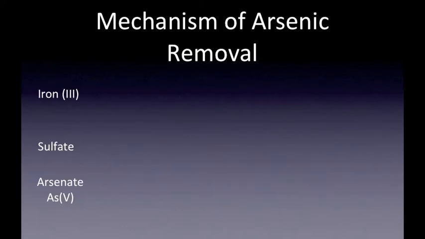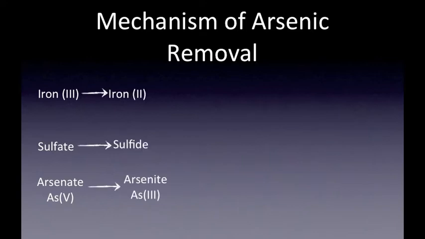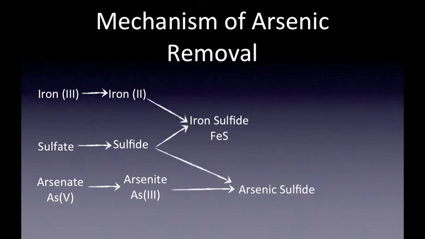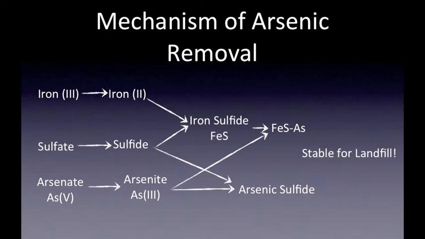Arsenic is usually removed from water resource with the help of microorganisms. At first, iron 3 is turned to iron 2, arsenate is turned to arsenite, and sulfate is reduced to sulfide by the microorganisms. Sulfide could form arsenic sulfide and iron sulfide with arsenite and iron 2. And arsenite sorption could happen along with iron sulfide. Both these wastes are stable for landfill.